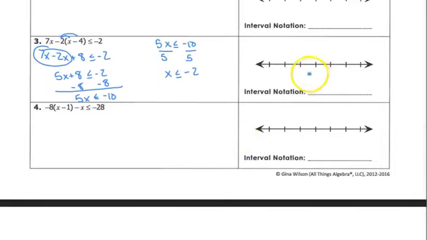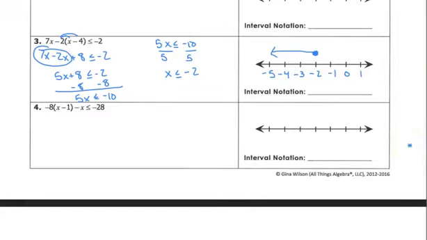Okay, so again, I'm going to put negative 2 in the middle. Bigger than negative 2 would be negative 1, 0, 1. Smaller than negative 2 would be negative 3, negative 4, negative 5. Okay. Less than or equal to negative 2. Less than or equal to means a filled-in circle, right? And then the numbers that are less than negative 2 go that direction.